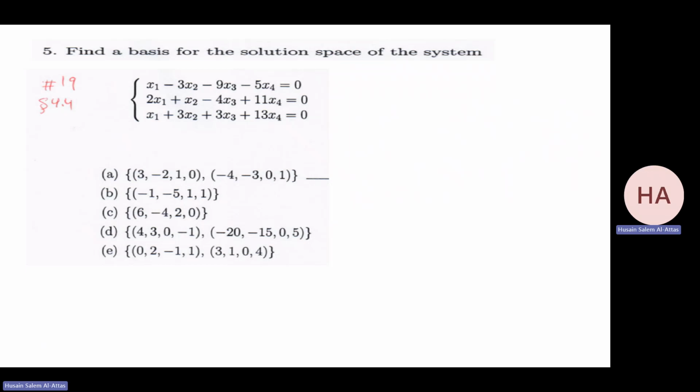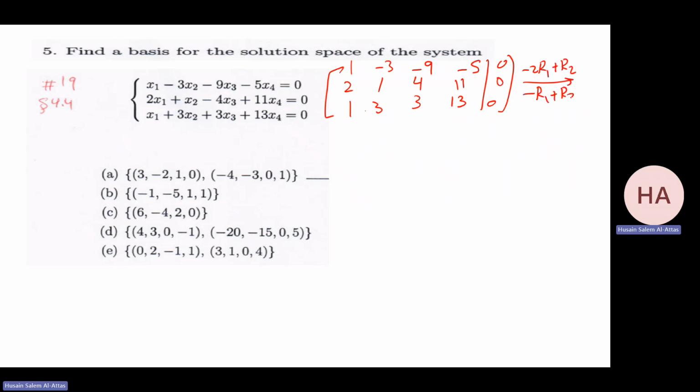Next one, find the basis. He wants the basis. Okay, so we'll do the same strategy, which is I'll write the equation in echelon form, and then find what we call the free variables and try to solve for these 3 variables. Okay. So multiply the first row by minus 2 and add it to the second, minus R1 plus R3.